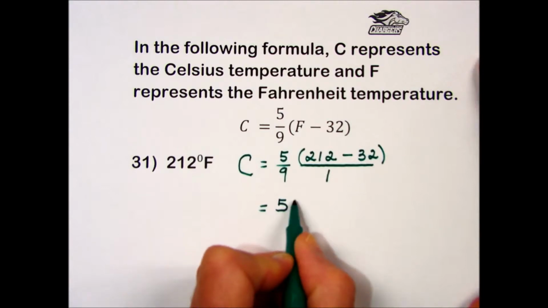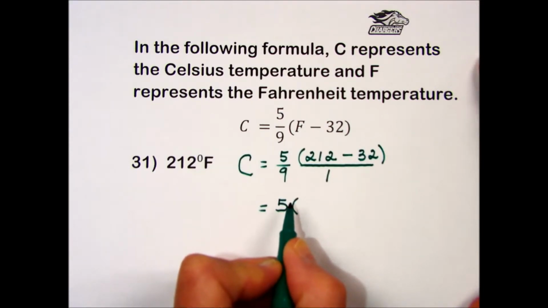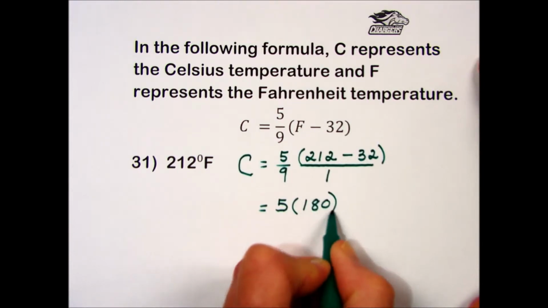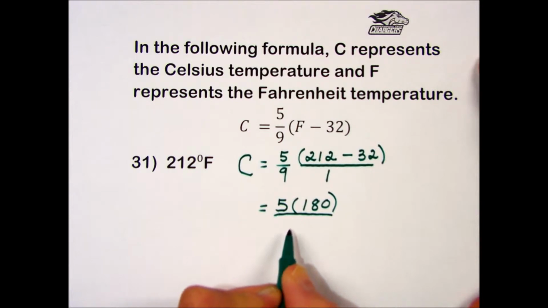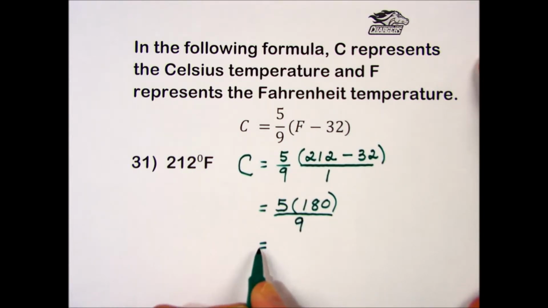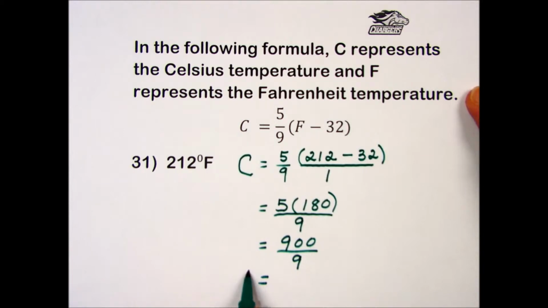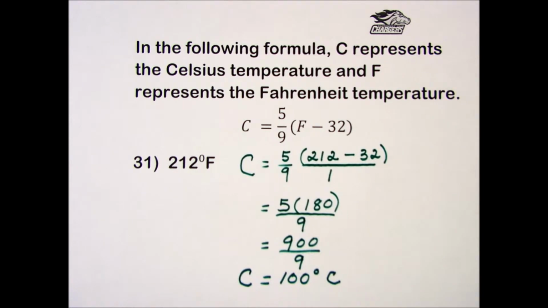So I'm going to have 5 times the simplified value of 212 minus 32, which is 180. In the denominator, when I multiply the 9 times 1, I get a 9. Simplifying further, I'm going to multiply the values in the numerator. 5 times 180 is 900 over the 9. And the final simplification, 900 divided by 9, is going to give us the equivalent Celsius temperature, which is 100 degrees Celsius.